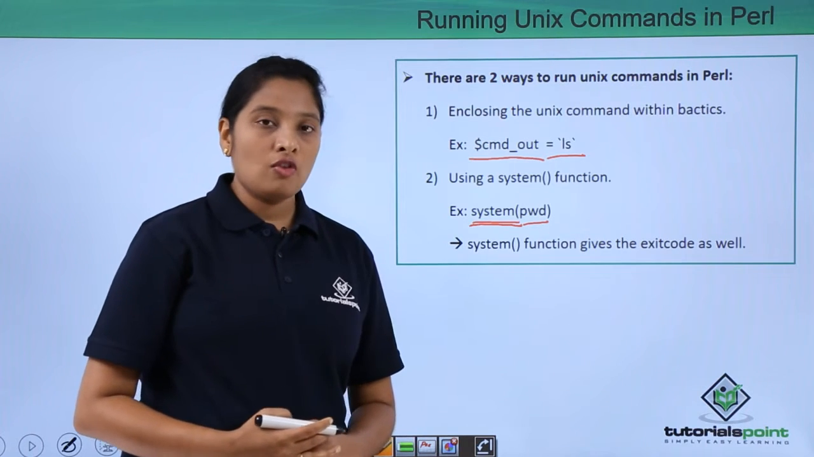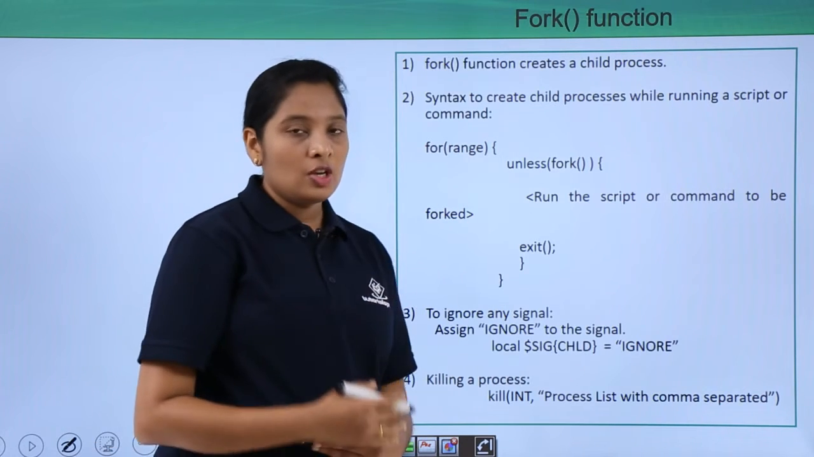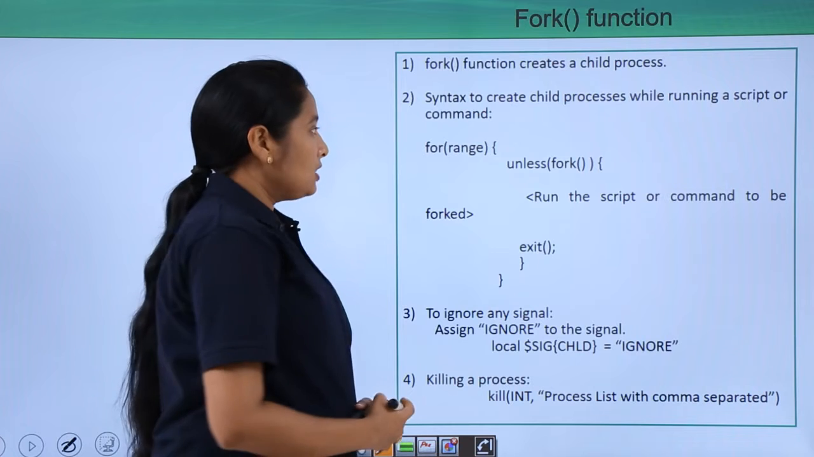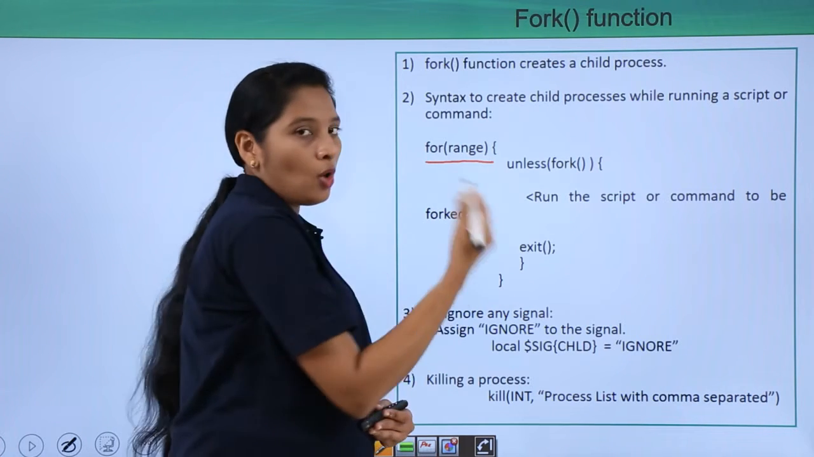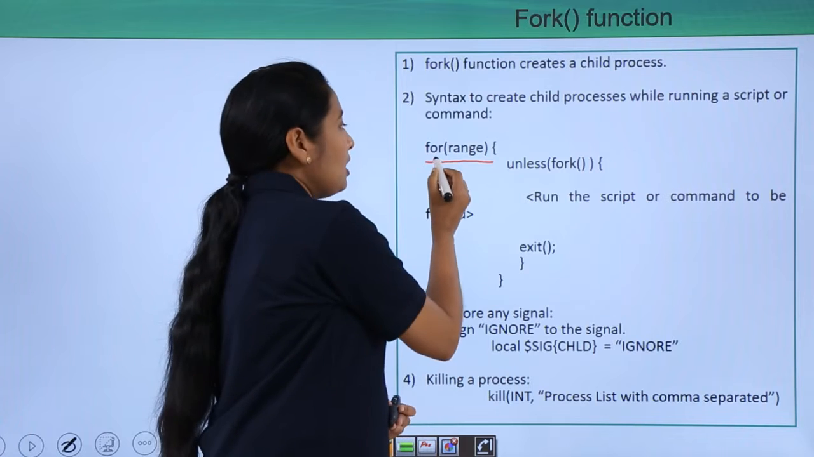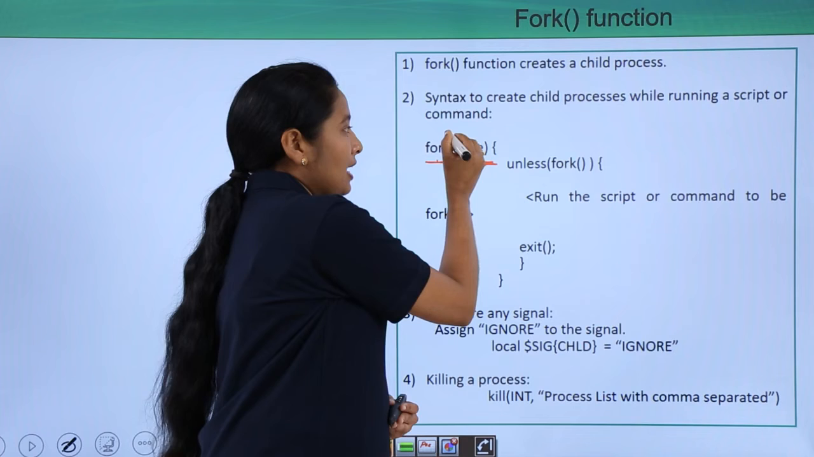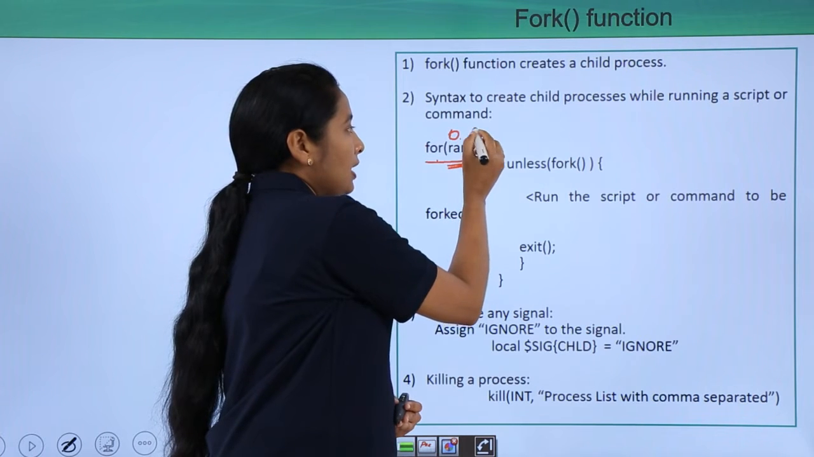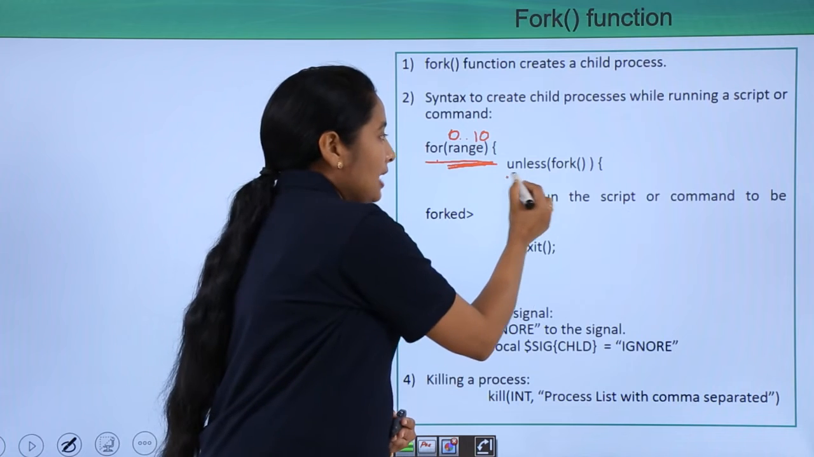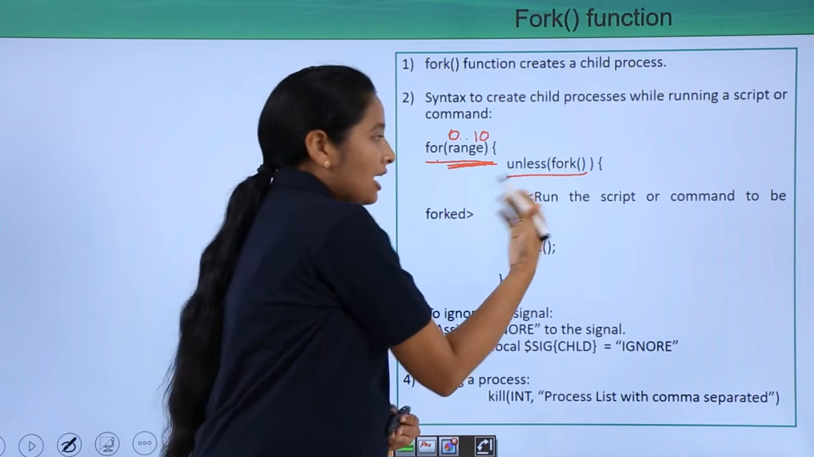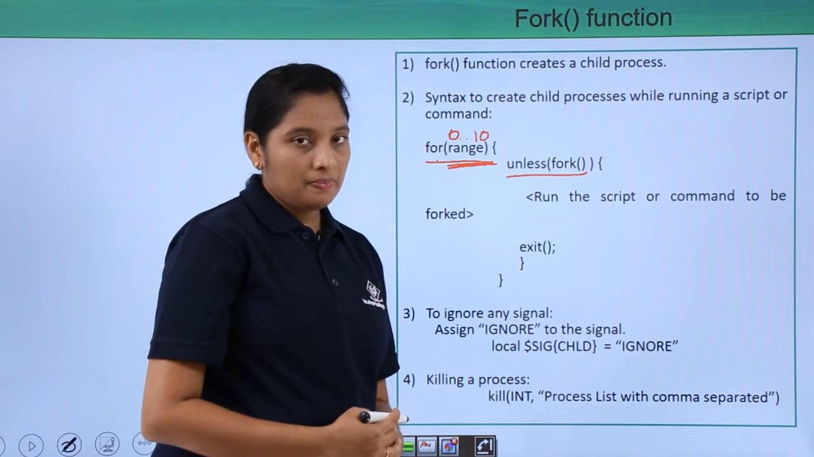Next is the fork function. Now to create some child processes, you can use fork. That is by using just the number of processes which you want to create. For example, I am using here a for loop and just give a range like 0 to 10. This will create 11 processes. And then unless fork, in this run the command or the script which you want to fork.